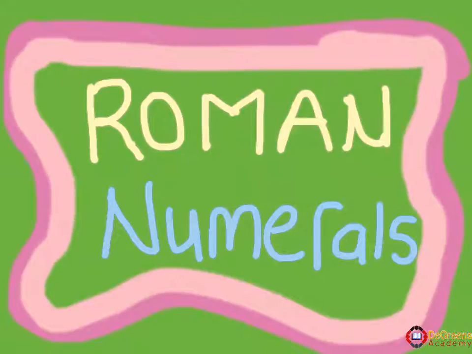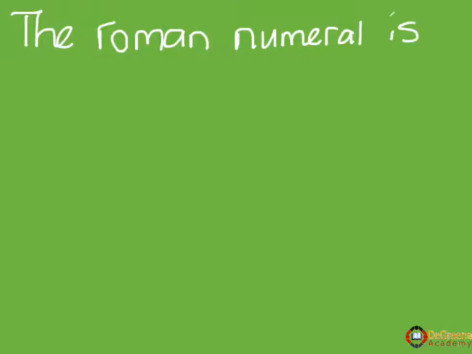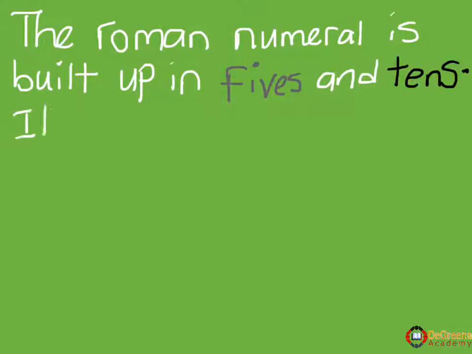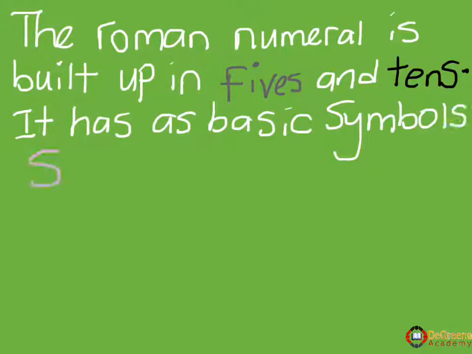The Roman numeral possibly resulted from using our fingers to count. It was invented in about 300 BC and is still in use today. The Roman numeral is built up in 5s and 10s. It has as basic symbols.